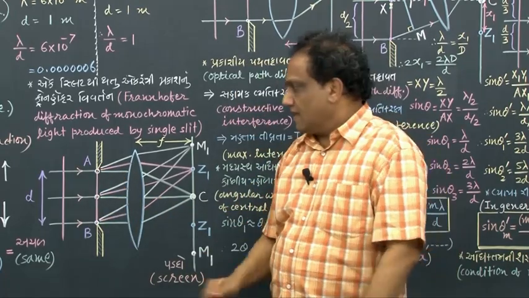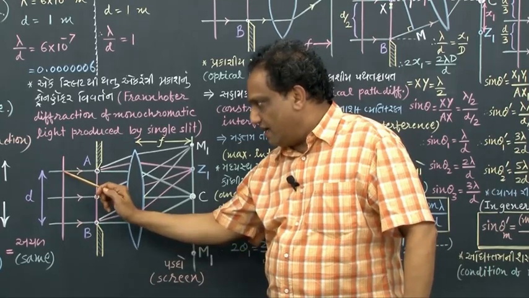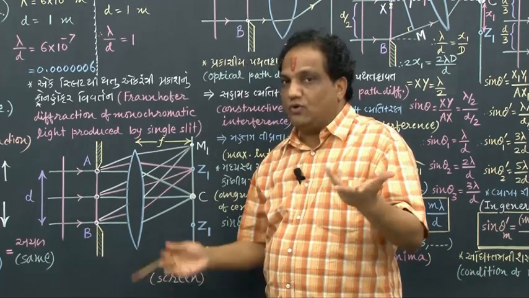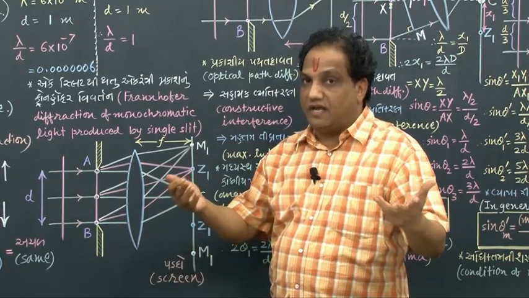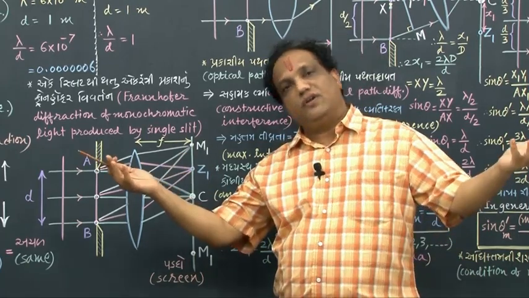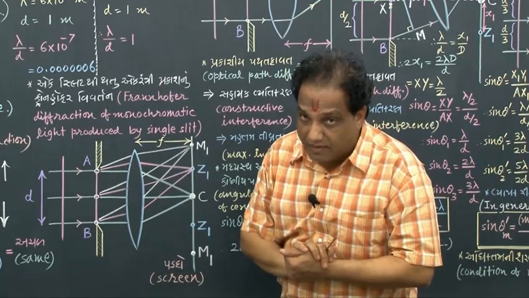Now, this whole wavefront cannot pass through this slit. Only a limited part will pass. And you know, the physical effect arising due to a limited part of a wavefront is called diffraction in a wide sense. So here diffraction will definitely take place.